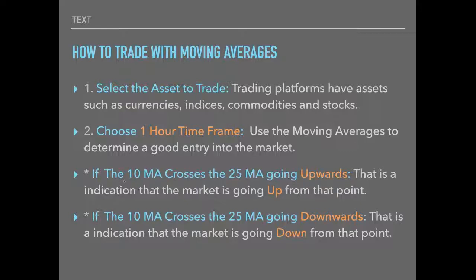And this is basically the strategy. If the 10 MA crosses the 25 MA going upwards, that is the indication that the market is going up from that point. If the 10 MA crosses the 25 MA going downwards, that's an indication that the market is going down from that point.